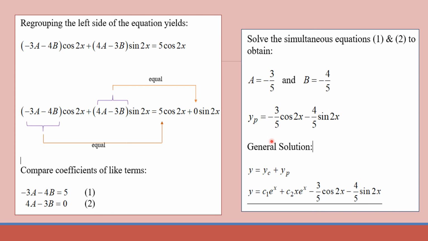Lastly, let us write down the general solution. Y is equal to YC plus YP. YC, as we know, is C1 e to the x plus C2 x e to the power of x, and YP is negative 3 over 5 cos 2x minus 4 over 5 sin 2x. So this whole thing here is known as the general solution for the given differential equation.